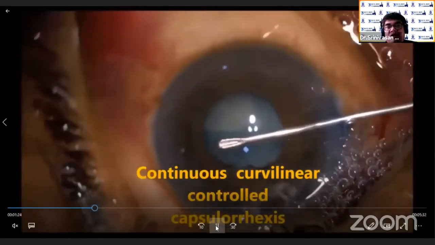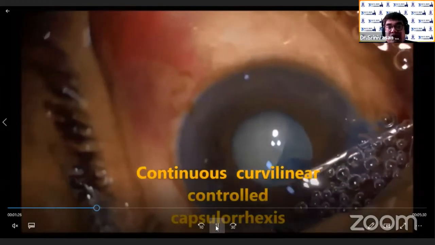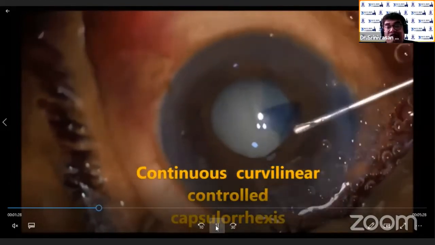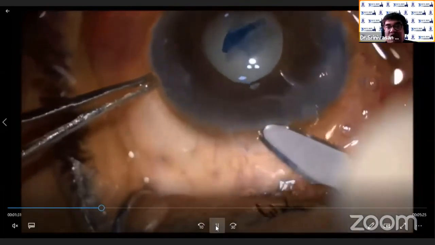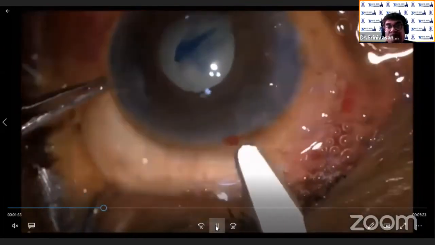The pupil is small here. The patient cannot afford it, so we are not using any rings. Small Malyugin rings can be tried. Iris hooks are going to be very difficult in such a small situation in these small eye patients.